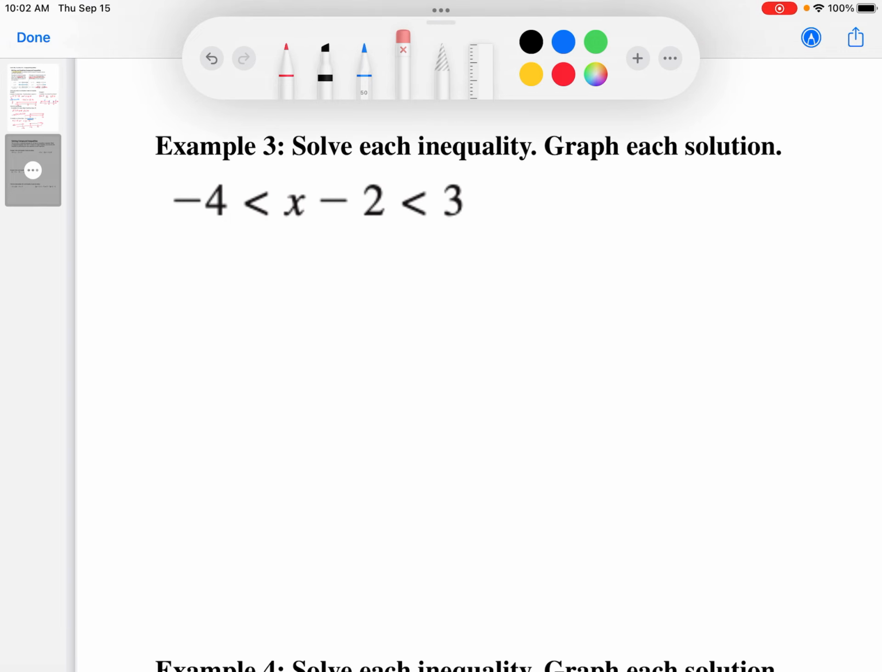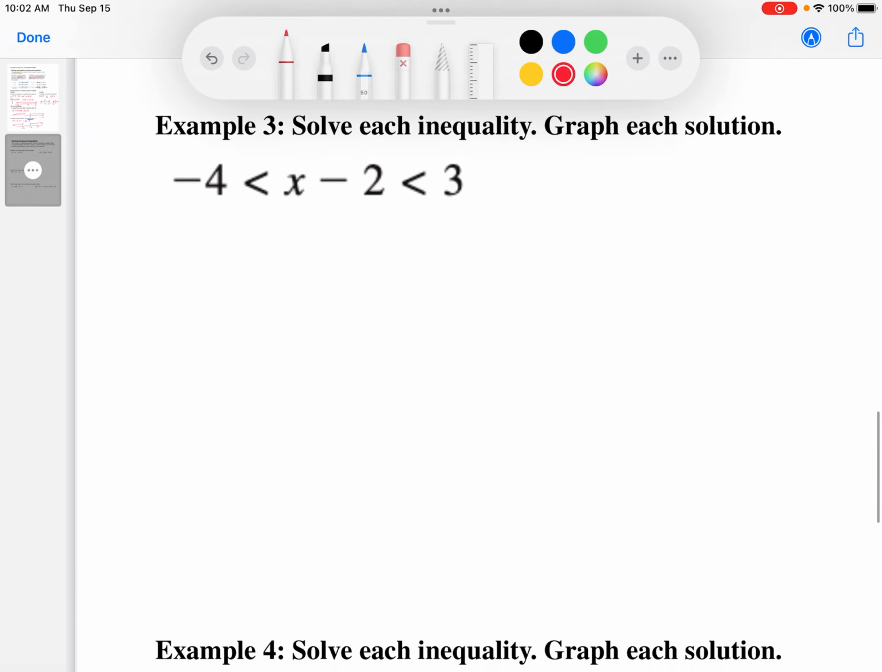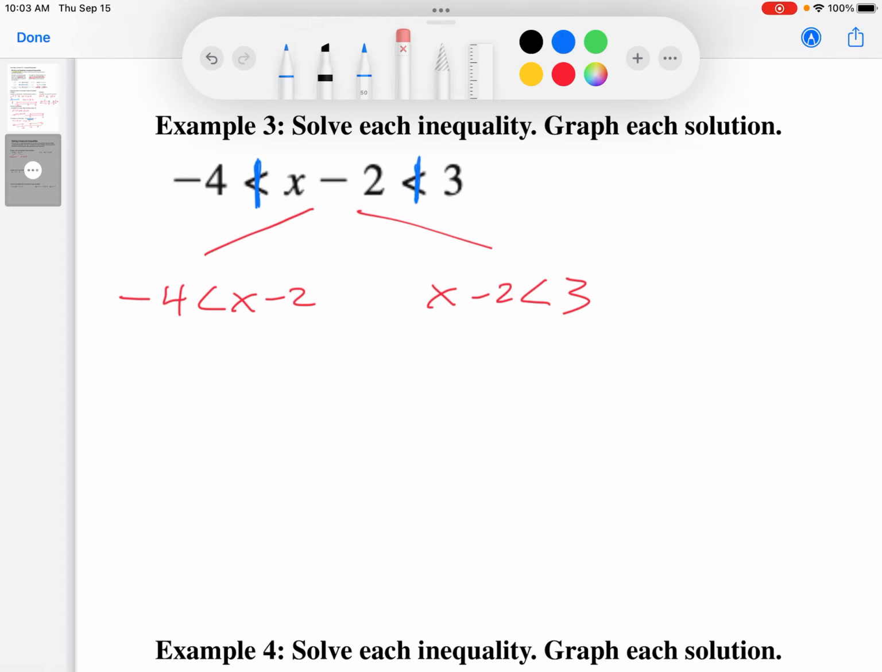So there's a couple ways you can do it. One way, just like we did with absolute value equations, you can turn this into 2 different equations. Excuse me, not equations, inequalities, and you split it wherever the inequality symbol is. That's where you make the split. So on the first inequality, you make the split right here.